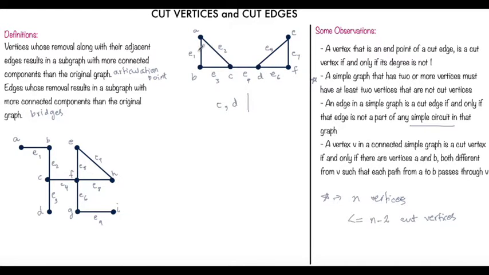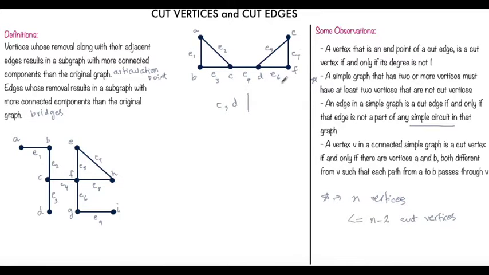For cut edges, if we remove this one, then it is still connected. This is connected, this is connected, and so on. And if we remove E2 or E3 or E5, E6 and E7, you can easily see that the graph is still connected and there's only one connected component.